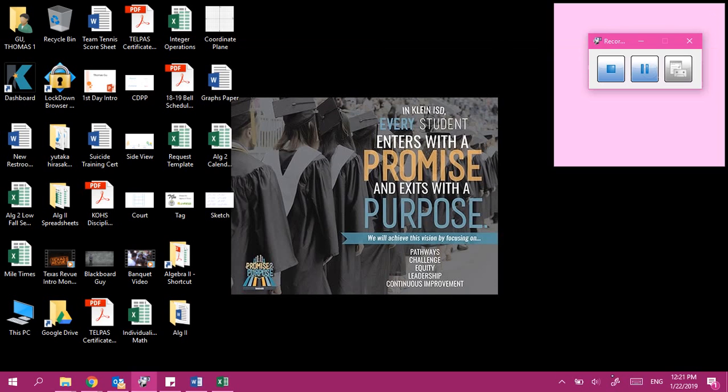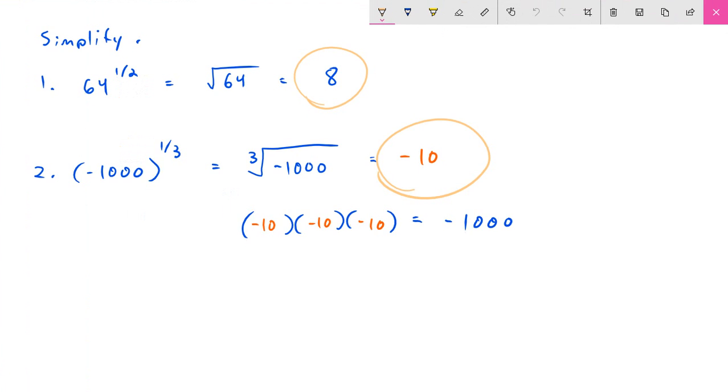All right, now onto a few more. We got 2 more examples, but these ones are a little more complicated. Pay attention to these instructions now. The instructions will be: simplify, and then assume all variables are positive numbers.